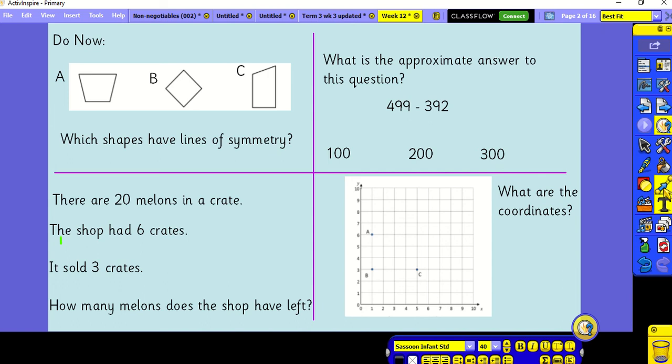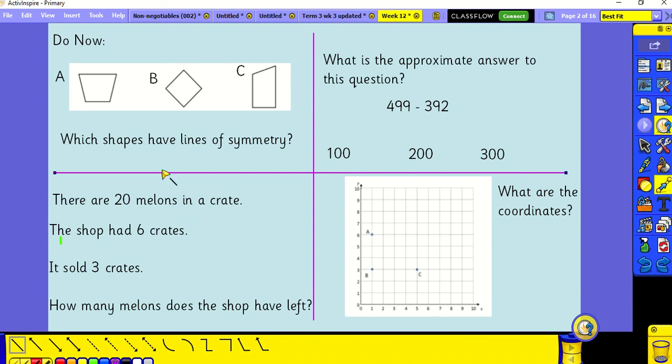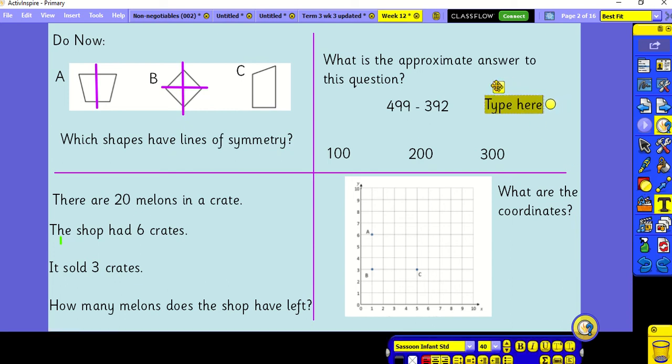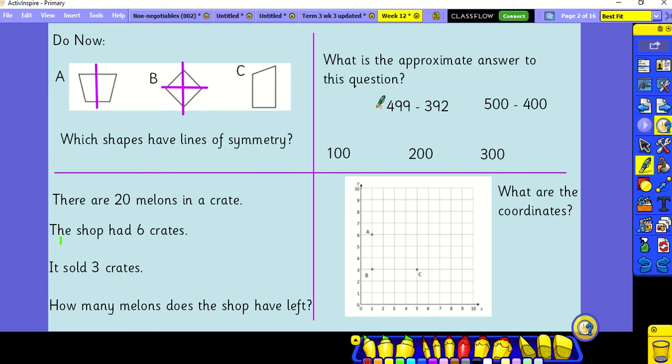Welcome back. Okay, which shapes have lines of symmetry? A has a line of symmetry down the middle. B has 2 lines of symmetry. C has no lines of symmetry. So A and B have lines of symmetry. What is the approximate answer to this question? Well, I rounded 499 to 500 and I rounded 392 to 400. So the approximate answer was 100.